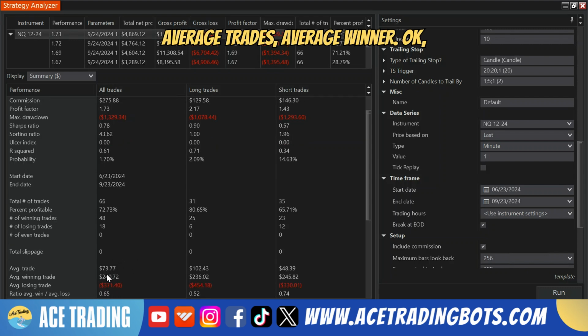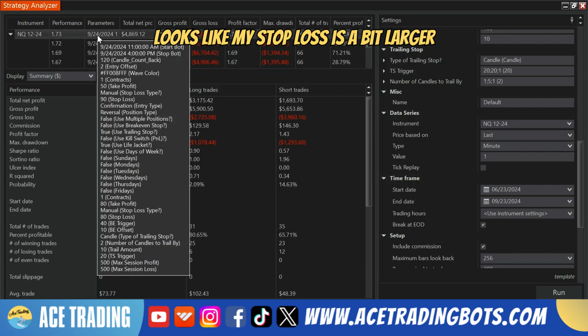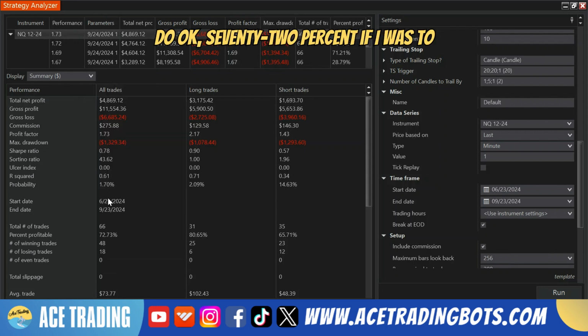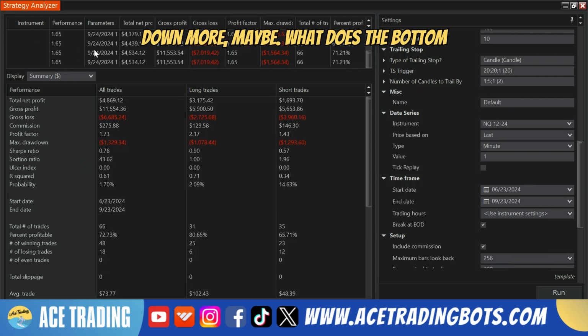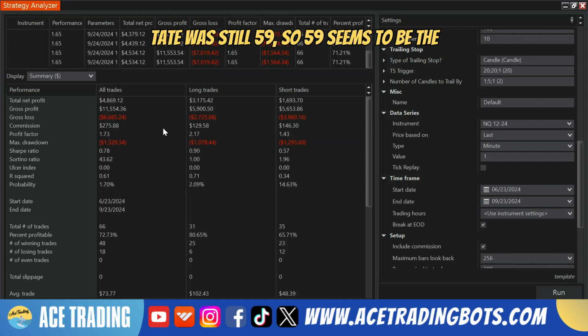Average trades. Average winner. Okay. Looks like my stop loss is a bit larger than my take profit. That is okay if you have a reasonable win rate, and we do. Okay, 72%. If I was to modify that, if I was to move down a bit more, maybe. What does the bottom one say? We have still 50 and 90. So 50 and 90 seems to be the go-to.